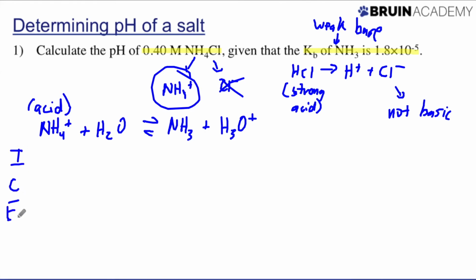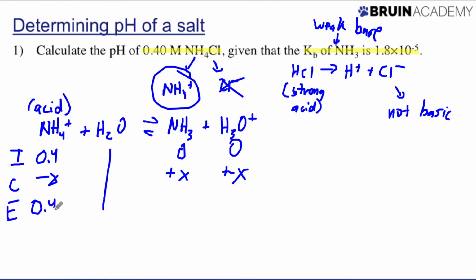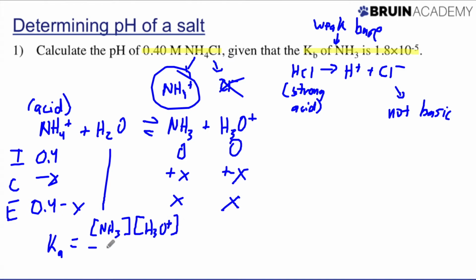We're going to do our ICE chart, ICE table, as we've seen many times before. My initial concentration of NH4 plus is 0.4. H2O is just a liquid, so we don't have to deal with concentration there, and I start with 0 and 0 of NH3 and H3O plus. Minus X, plus X, plus X, and then I can fill in my equilibrium concentrations as 0.4 minus X, X, and X. So what I know at this point is my Ka is equal to the concentration of NH3 times the concentration of H3O plus all over my concentration of NH4 plus.